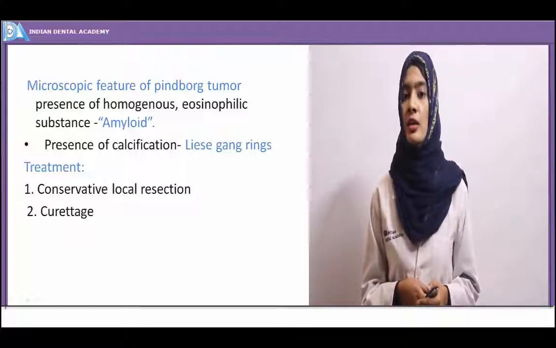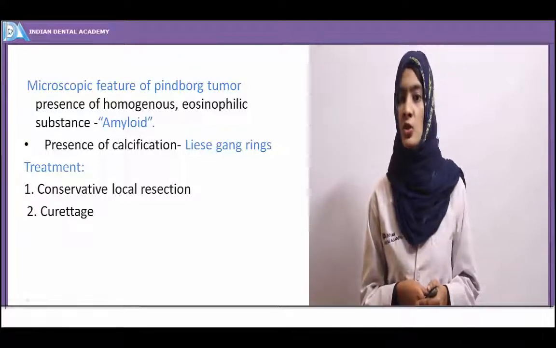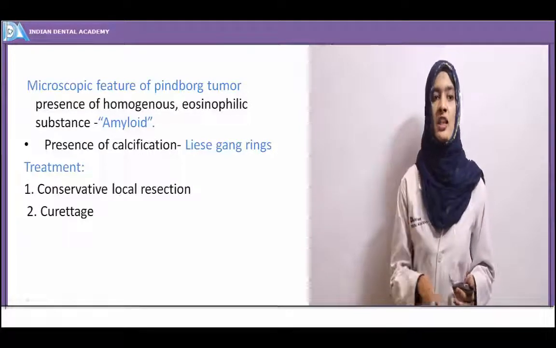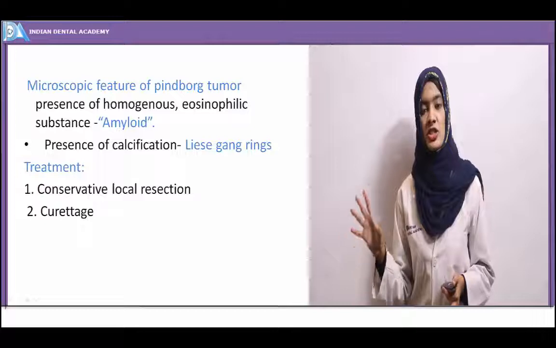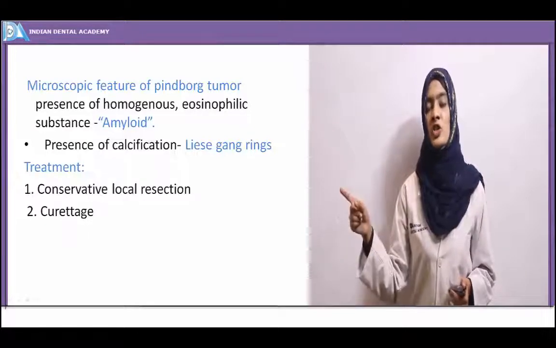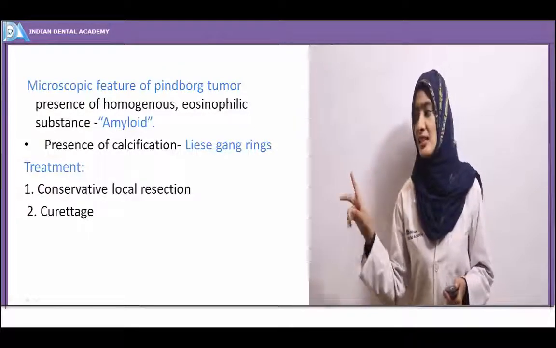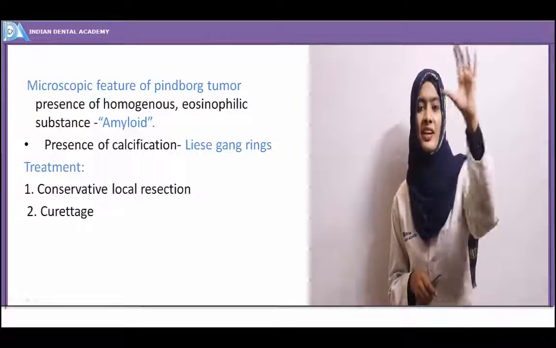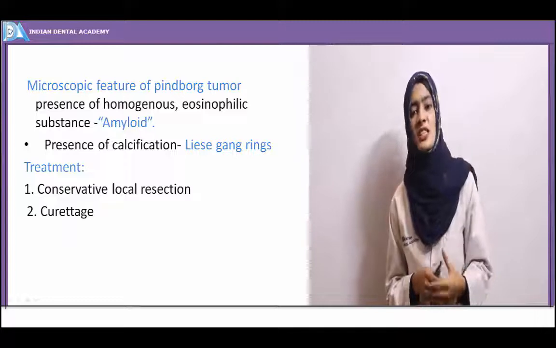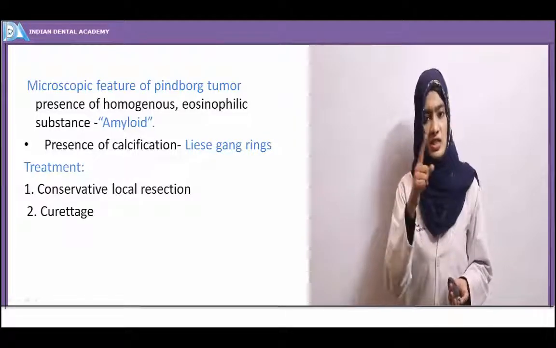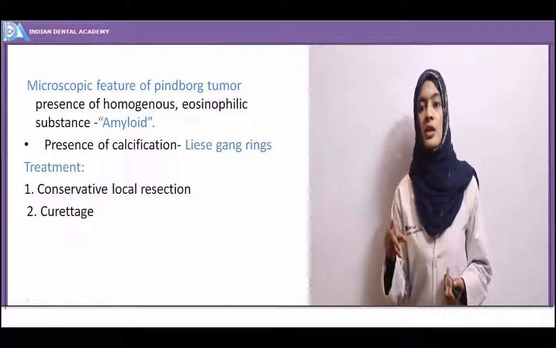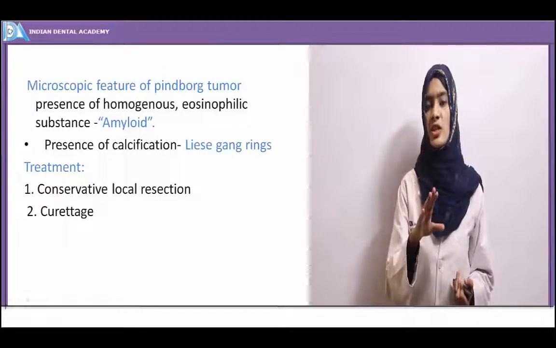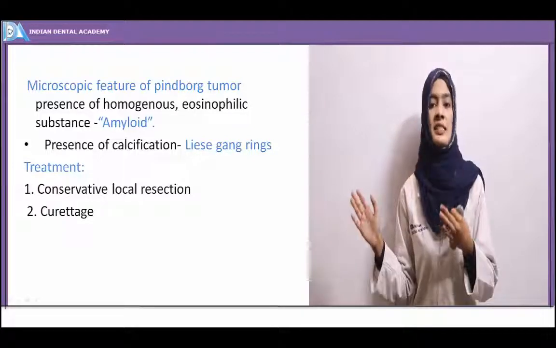Amyloid actually cannot be demonstrated by hematoxylin and eosin staining. It can be demonstrated only by Congo red staining, because it shows apple green birefringence. Okay. Appearance of amyloid and appearance of Liesegang rings. Liesegang rings are concentric rings of calcification seen around the epithelial cells, which are arranged in circular layers. So areas of calcification which are concentric in nature are given the term Liesegang rings.